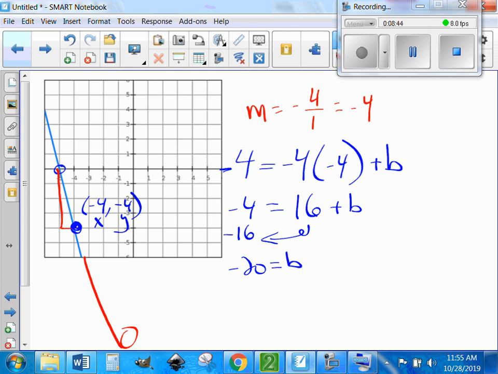Now, that seems reasonable. Clearly, our y-intercept is somewhere down in the negative zone, and down at negative 20 seems reasonable. So our equation would be y equals negative 4x minus 20.